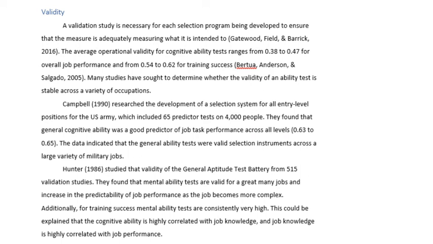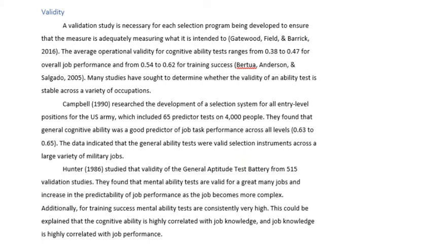The average operational validity for cognitive ability tests ranges from 0.38 to 0.47 for overall job performance and from 0.54 to 0.62 for training success, Bertua et al. 2005.